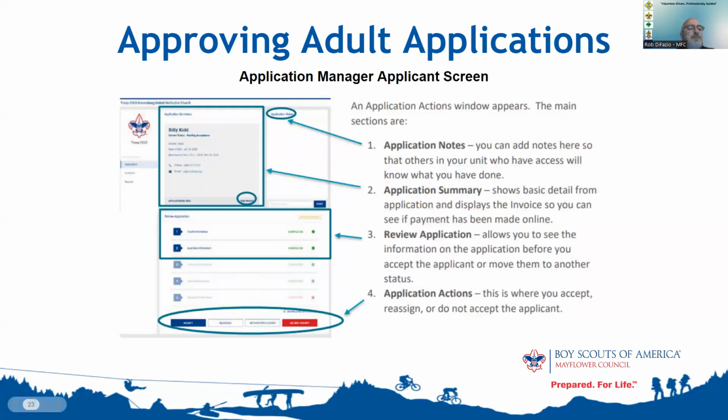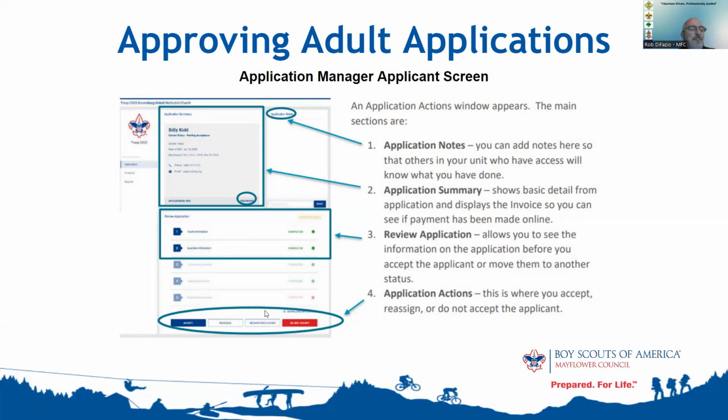Once you get into the application itself, the applicant screen, there are a couple of things here that are worth checking out. The first one is obviously the details about the scout who is joining your organization. There is a summary. There is also an area here for notes. And notes are really important, especially if you're doing something other than approving the application. And again, this doesn't just apply to adult applications. This applies to every application, whether it's a youth or adult participant. And it also gives you information about how far along this process is.